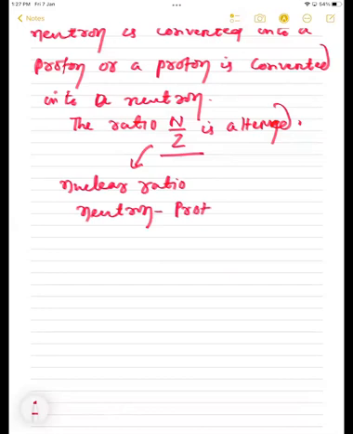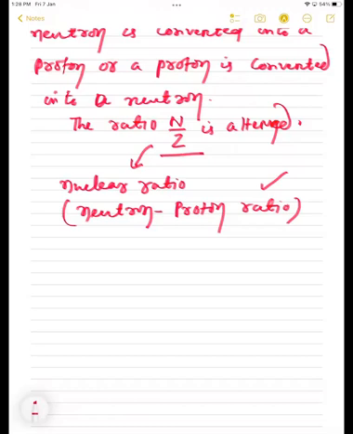Neutron proton ratio, correct? So that means, students, neutron proton ratio means the ratio of the number of neutrons to the number of protons in an atomic nucleus. How many neutrons and how many protons? Among stable nuclei, meaning naturally occurring nuclei, this ratio generally increases with increasing atomic number. See here, this is the neutron proton ratio.